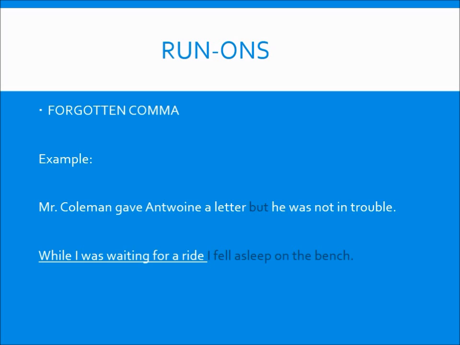Now, notice you have one of your fanboys, but, holding these two sentences together. And as we learned a little bit earlier in the 8th grade, whenever we're going to use a fanboy to hold two sentences together, we need a comma. So this sentence is a run-on because you forgot to put your comma there. The sentence is incorrect. Even though you do have a fanboy, but, in between, you didn't use the comma. So this is a run-on. Let's look at your next sentence. While I was waiting for a ride I fell asleep on the bench. This sentence is also incorrect because it is missing the comma after while I was waiting for a ride.